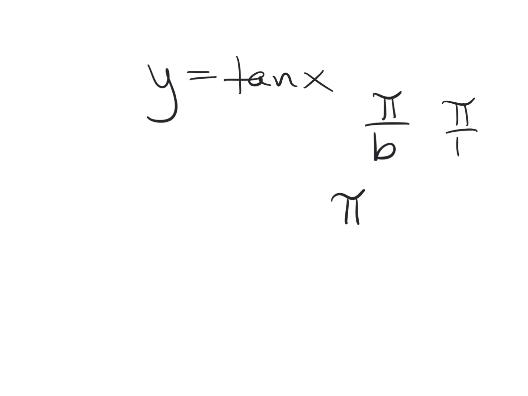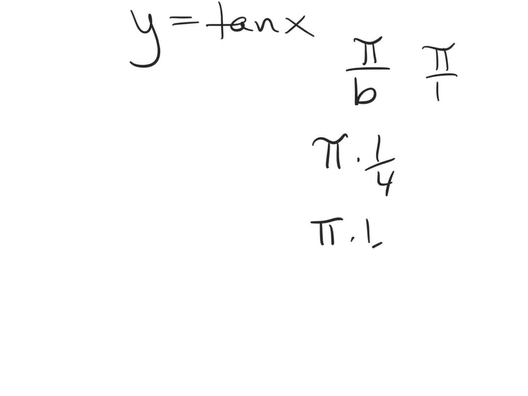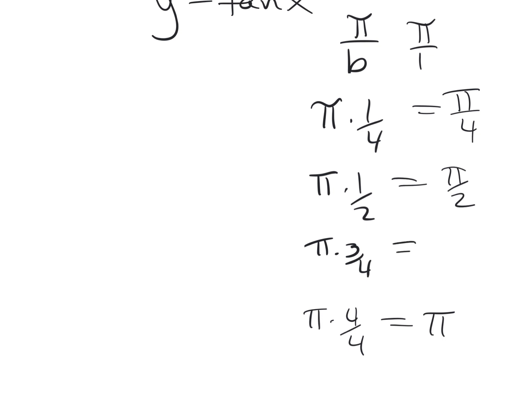So I'm going to take pi, find 1/4, 1/2, 3/4, and then just the whole cycle, 4 over 4, so it's just pi. So I have pi over 4, pi over 2, 3 pi over 4. These are going to be my key points along my x-axis.